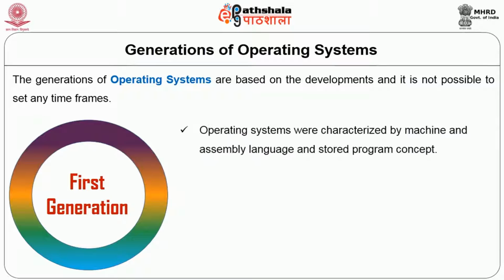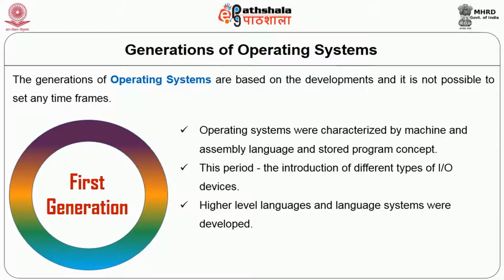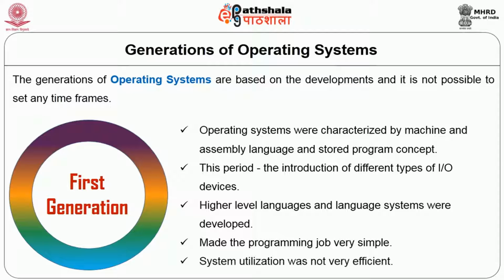First generation computer operating systems were characterized by machine and assembly language and the stored program concept. This period also saw the introduction of different types of input and output devices. Higher level languages and language systems were developed. First generation operating systems made the programming job very simple. However, system utilization was not very efficient.